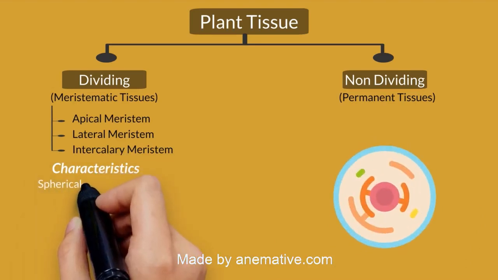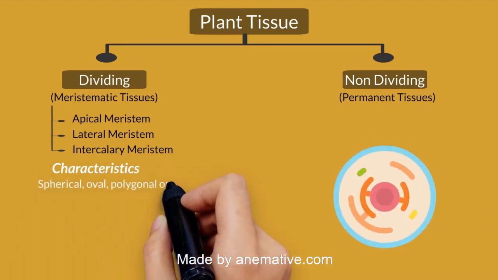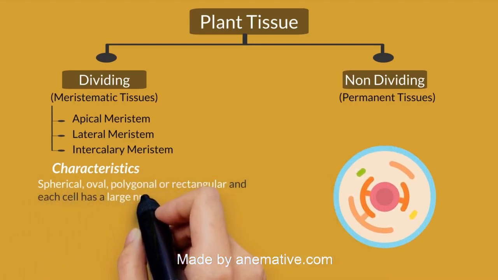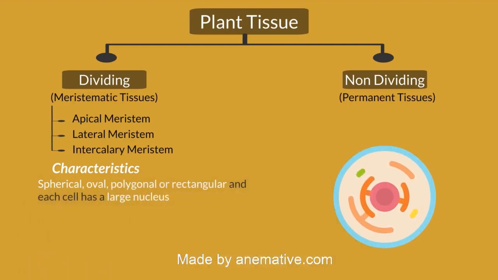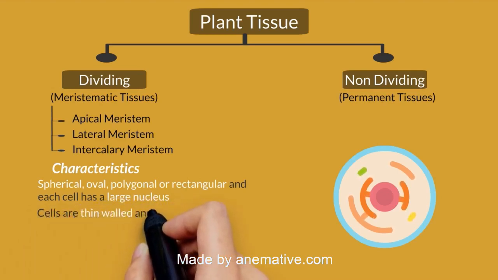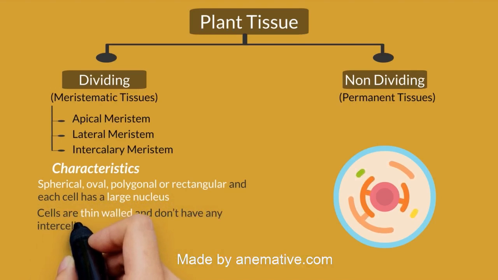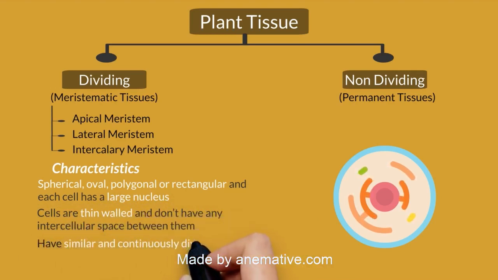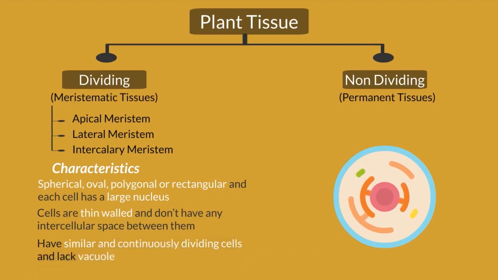Meristematic cells may be spherical, oval, polygonal, or rectangular, and each cell has a large nucleus with an abundant amount of cytoplasm. Meristematic cells are thin-walled and don't have any intercellular space between them. They have similar and continuously dividing cells and lack vacuoles.